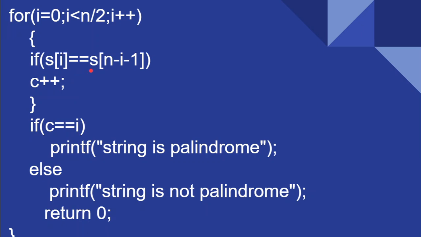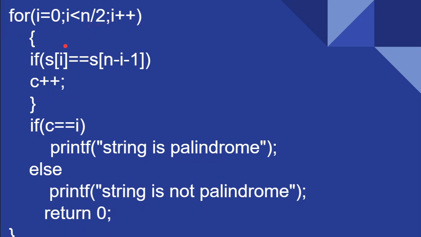This for loop repeats for the counter i from 0 to n by 2. n is the length of the string. Suppose the length of the string is 6, it will go till 3, since 6 by 2 is 3. Likewise, it depends upon the length of the string, divided by half. So we are going to check whether the first half is equal to the second half in reverse order. That is the logic here.